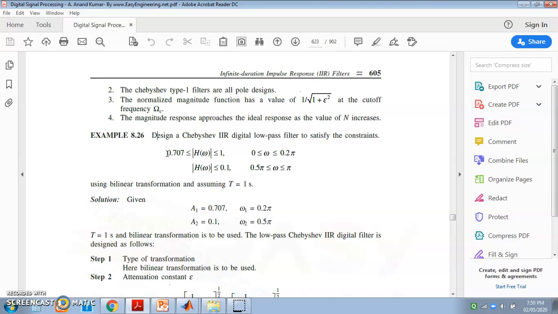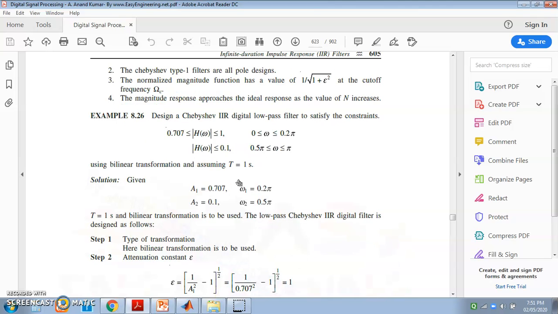The passband is 0.707 less than or equal to mod of H of omega less than or equal to 1, over the range 0 less than or equal to omega less than or equal to 0.2 pi. So 0.2 pi is the passband frequency. And here mod of H of omega is less than or equal to 0.1. This is the stop band magnitude response, over 0.5 pi less than or equal to omega less than or equal to pi. So my stop band frequency is 0.5 pi. And here we have to use the bilinear transformation, with sampling period T equal to 1 second.